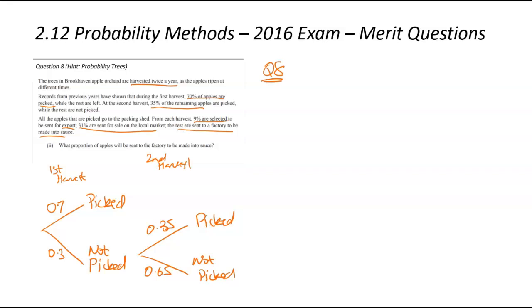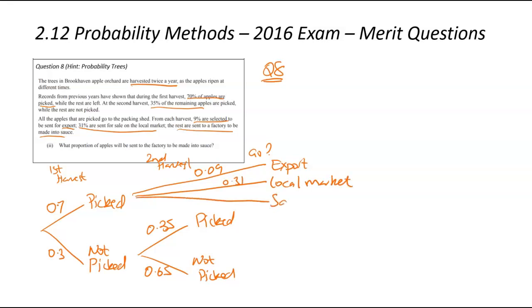If they are picked, where do they go? Question mark. And there's a few different options, and the tree is going to be a bit messy. So from the first branch, they could be exported, which they said were 9% or 0.09. They could be sent to the local market, which was 0.31, and then finally, the one we're interested in, they could have been sent to make sauce, which would have been the leftover 0.6.